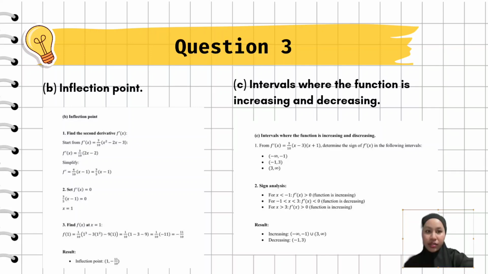To identify the inflection points, first calculate the second derivative of the function f(x). Second, setting f''(x) equal to 0, the inflection point occurs at x equal to c. And third, substituting x equal to c into f(x), the inflection point is (c, f(c)).